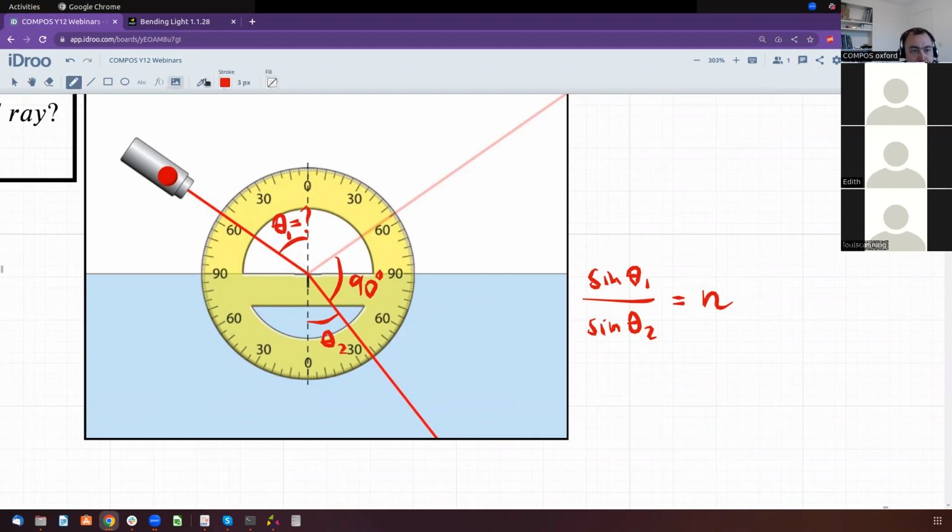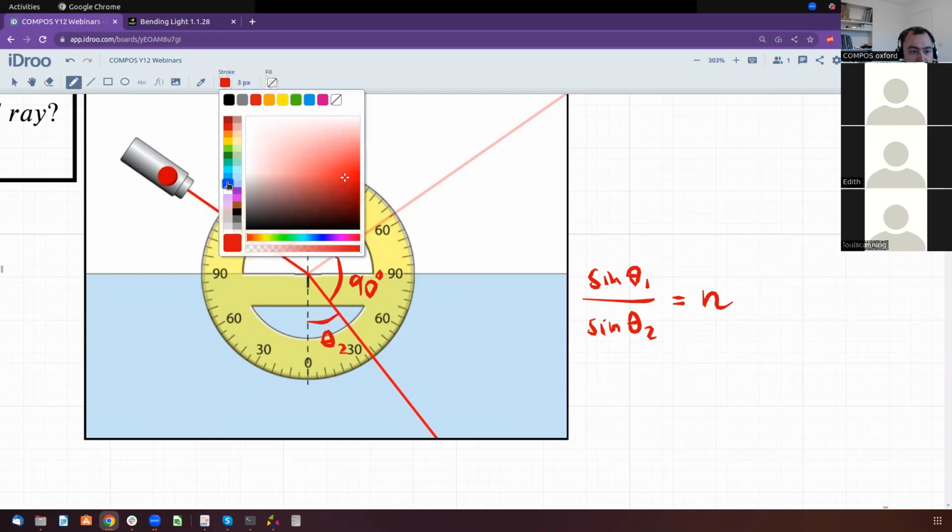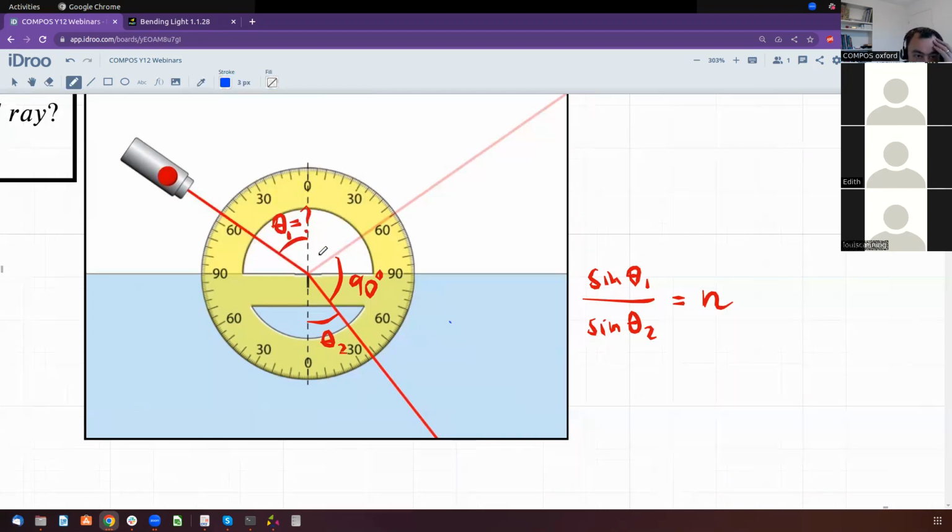Okay. What else can we do here? This angle, so this is theta. This would be 90 minus theta 2. And this would be theta 2. Therefore, this would be 90 minus theta 2.